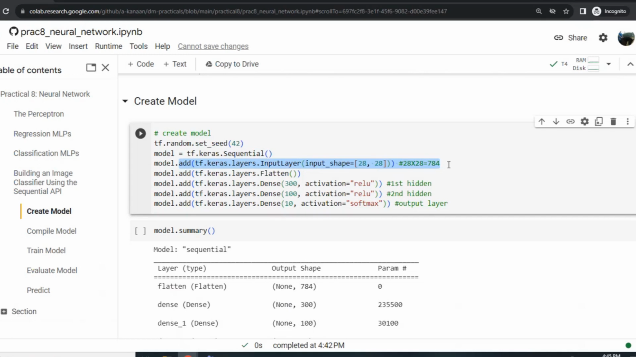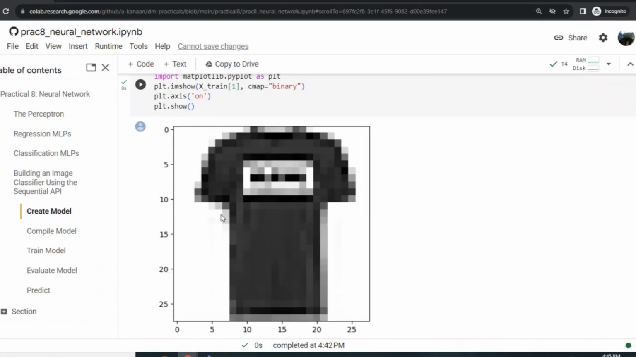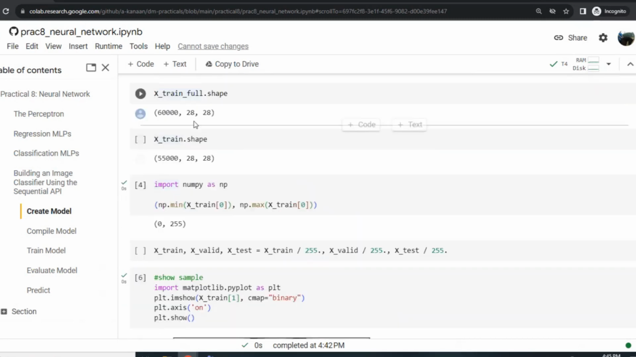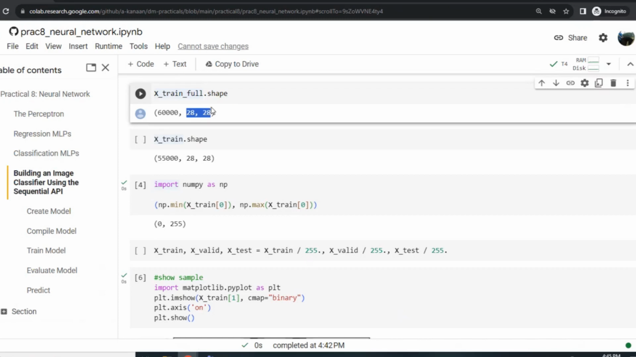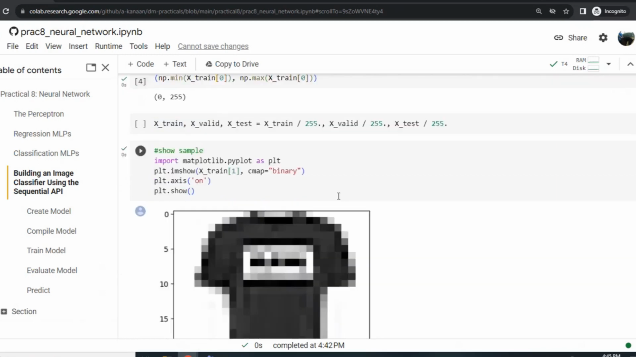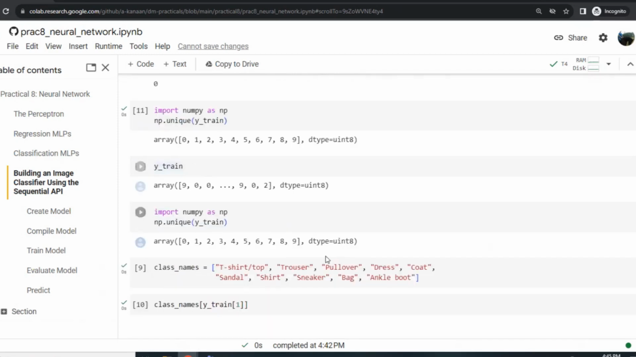The first one is going to be our input layer. Inside Keras, you have a definition for the input layer, and then you need to specify the input shape. For the input shape, you check back the shape of your X_train. X_train is 28 by 28. Again, don't be confused. The first number indicates the number of pictures we have. We have 60K inside the full training data, where the size of each picture is 28 by 28. So we copy this and put it here as the input shape.